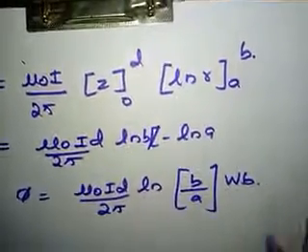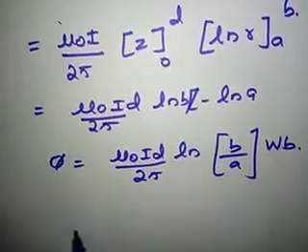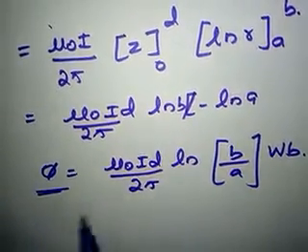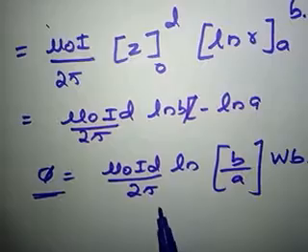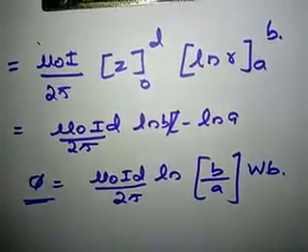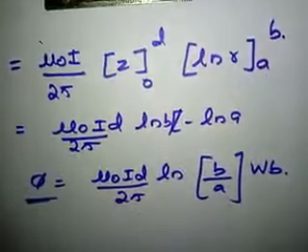That is, we have derived the equation for the flux for the coaxial cable in between the two conductors, that is, in between the inner conductor and the outer conductor. The flux is given by phi is equal to mu naught I d divided by 2 pi ln of b by a Webers. So this is for the first session of today's class, students.